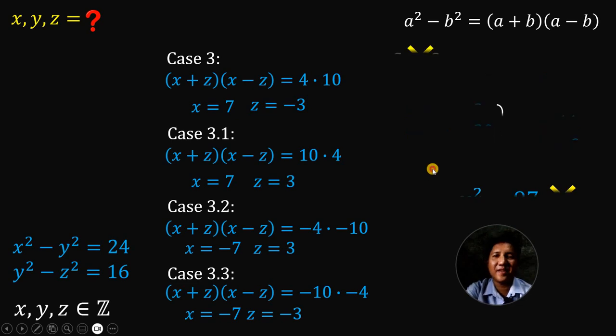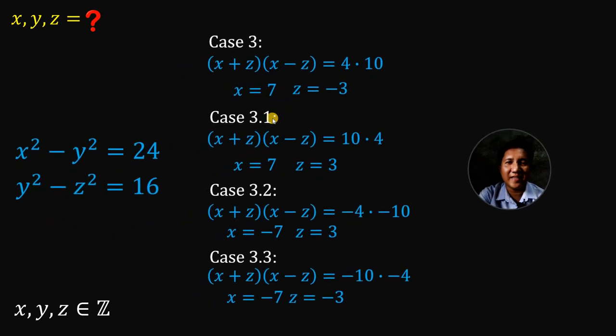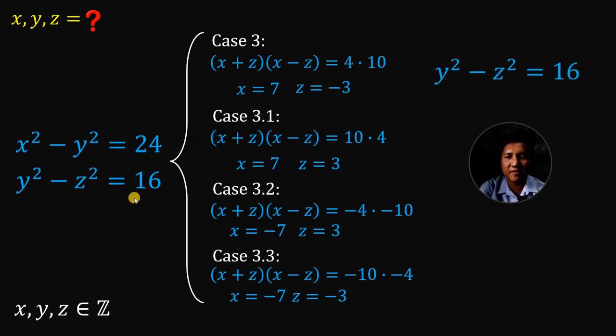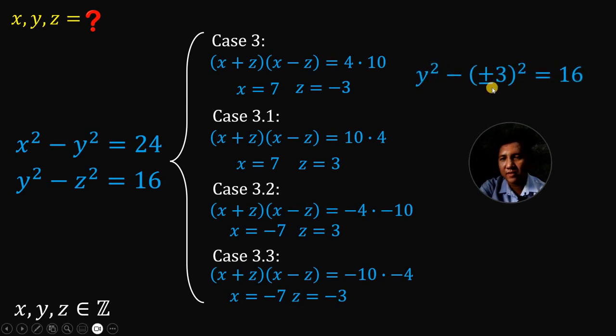So the only possible case left must be case 3, case 3.1, case 3.2, and case 3.3. Now, we are ready to solve for the value of y. So, using the second equation, because this is much simpler than the first, we have y squared minus z squared equals 16. Let's substitute the value of z. But at this point, whenever we substitute positive or negative 3, we get the same result. So, we have y squared minus positive or negative 3 quantity squared equals 16. Because positive 3 squared is still 9, and negative 3 squared, again, is 9. So, this is just 9.